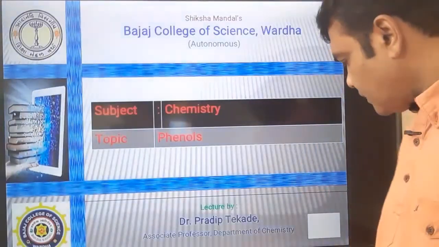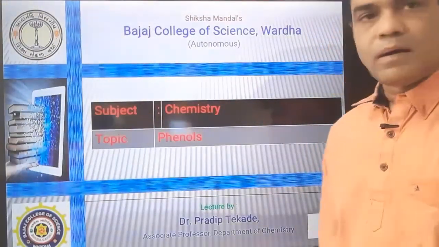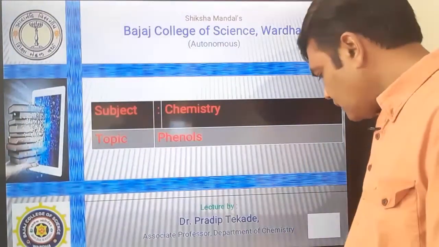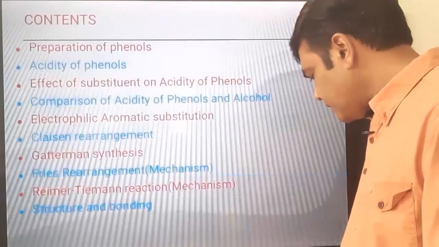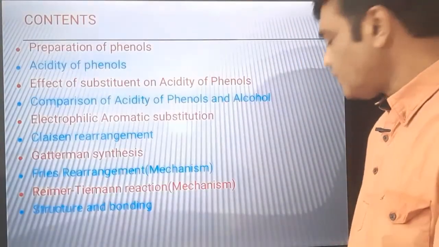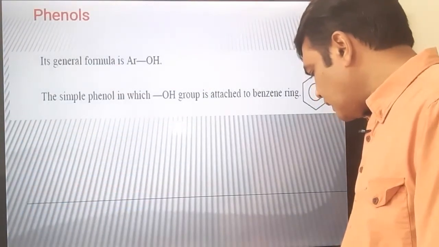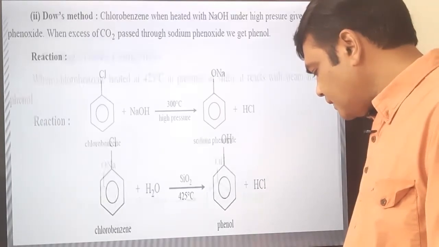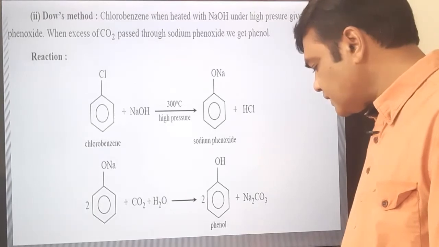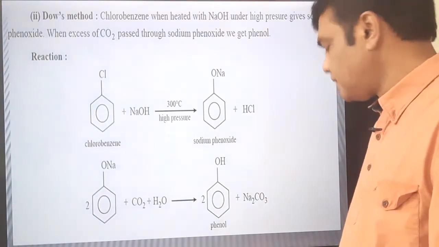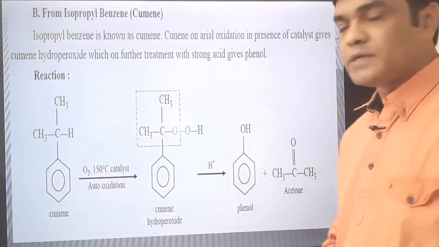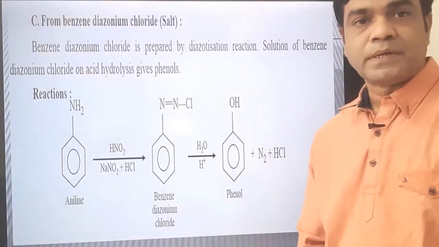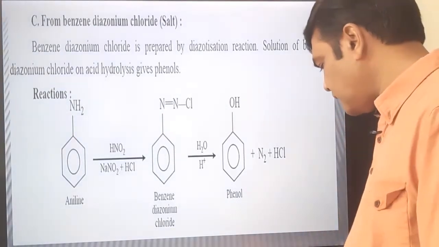Okay, students, today we are going to discuss phenol, third part. So far we have discussed the preparation of phenol, then the classification of phenols, and different methods of preparation of phenol. In that we discussed the Dow process, then preparation from isopropyl benzene, that is cumene, then preparation from benzene diazonium chloride salt.